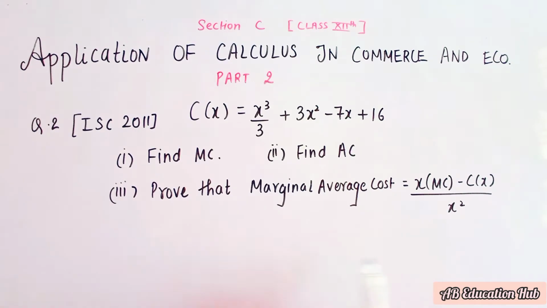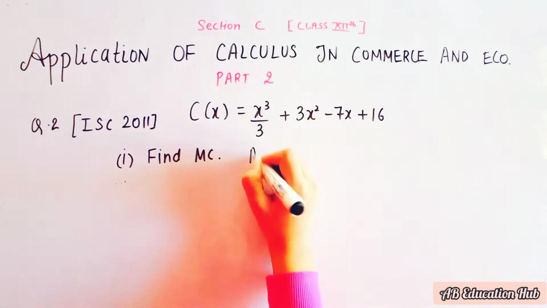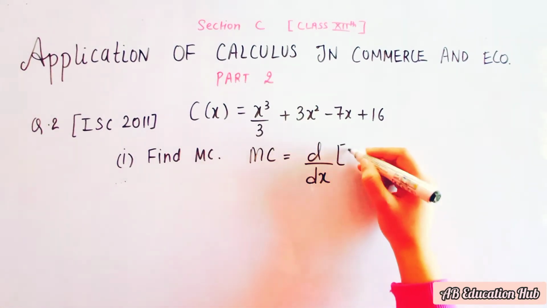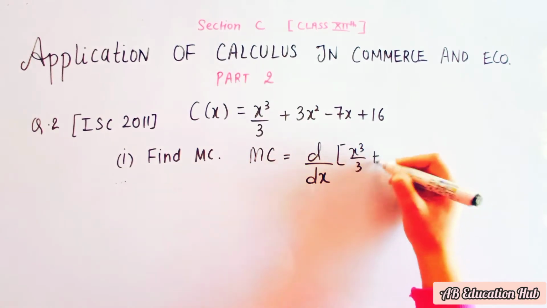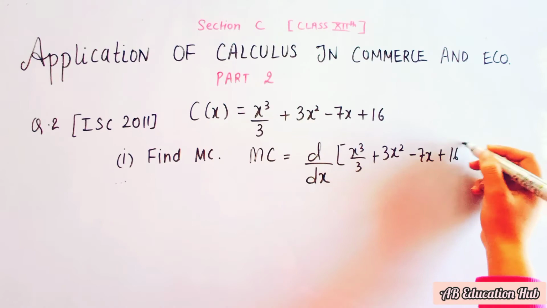And don't panic to see this thing because it is not a formula as such. You have to prove it, and you very well know the average cost formula and marginal cost formula. So let us start with the first part, that is finding the marginal cost. Now the marginal cost is equal to d by dx of the cost function, that is x cubed by 3 plus 3x squared minus 7x plus 16.